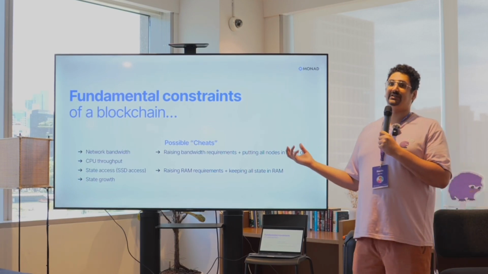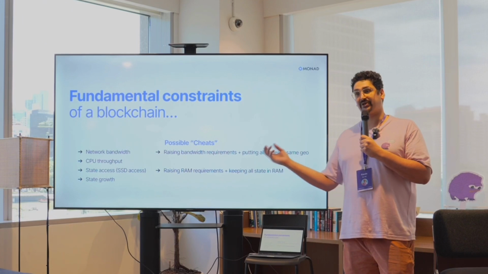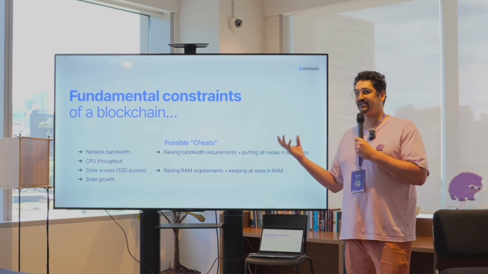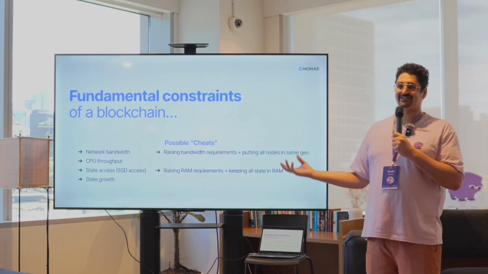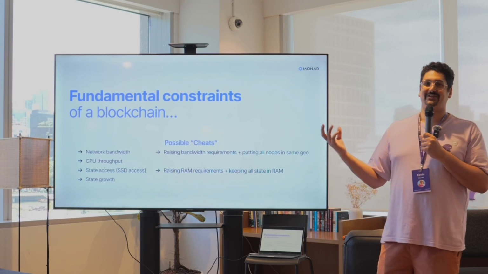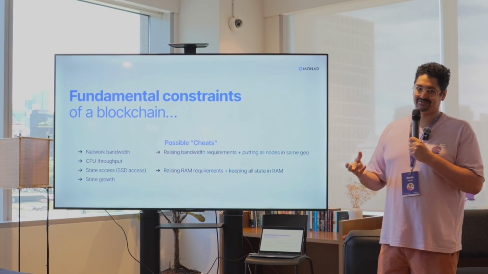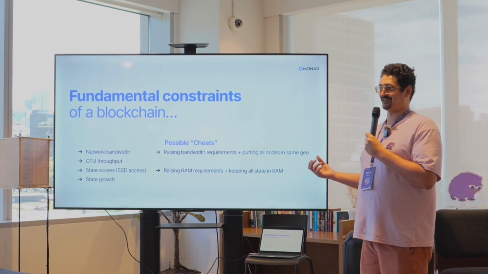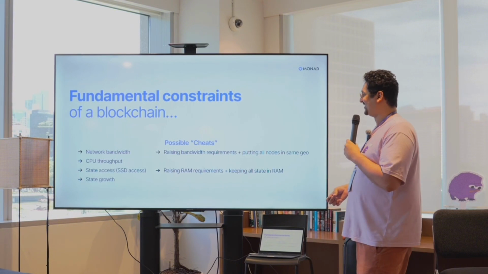Another way people can achieve some of these properties is by putting all the nodes close together. You can't cheat physics. The speed of light takes time to travel around the globe. So how do you cheat physics? Well, you just put all the nodes in the same place, and then the speed of light is a lot shorter because the distance is a lot shorter.